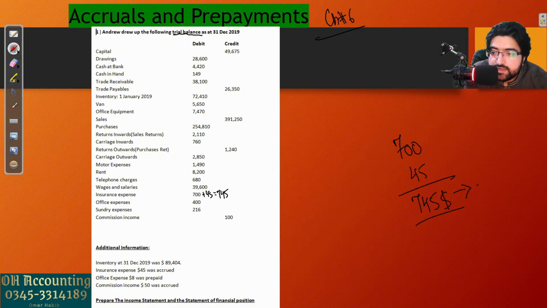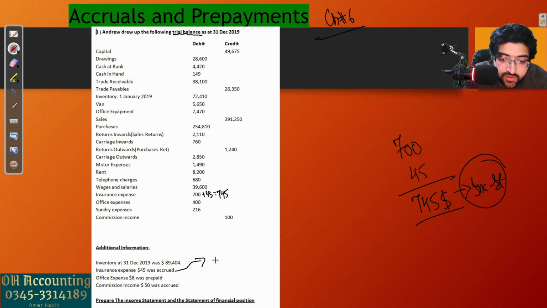So I should record this amount in the income statement to show the true value of the expense belonging to the current year. Again, accrued expense is a current liability. So when I prepare my SOFP, I have to remember to include $45 as a current liability in my SOFP. Okay. Office expense $8 was prepaid. Okay, let's find office expenses 400. I have to subtract $8 from it and get 392.